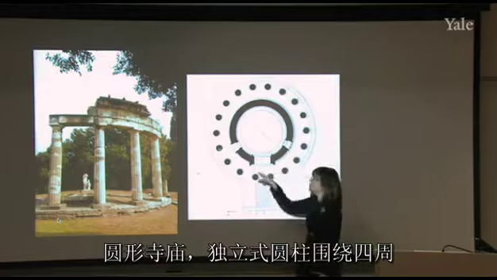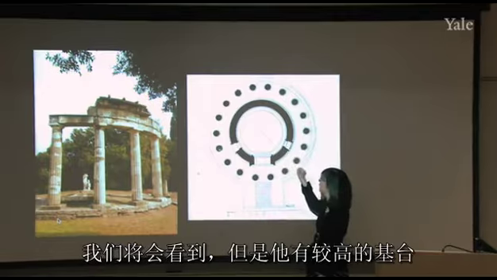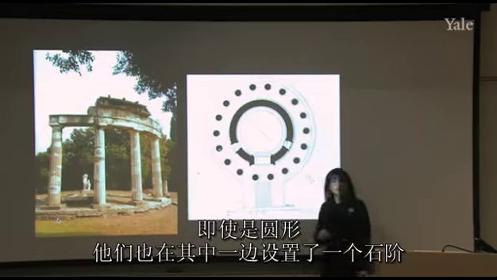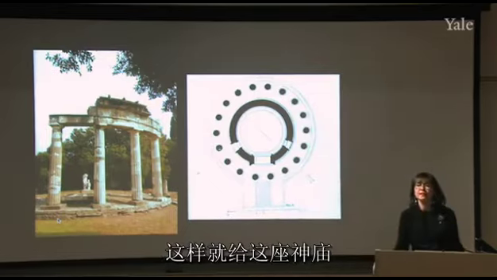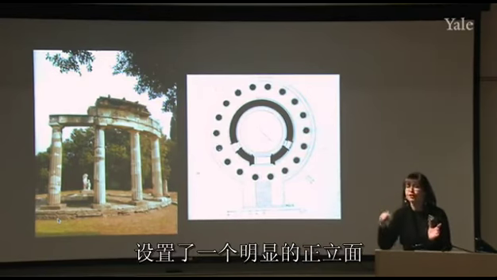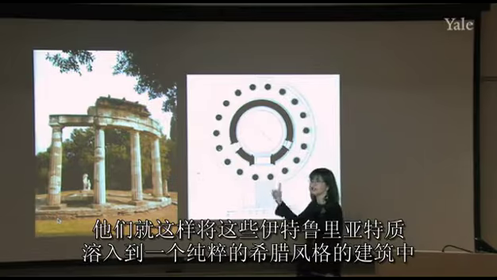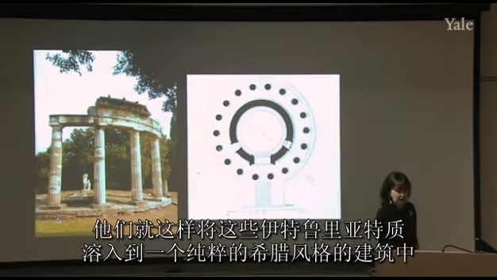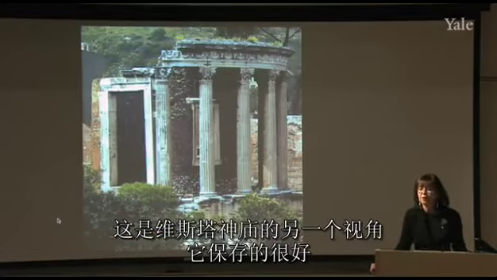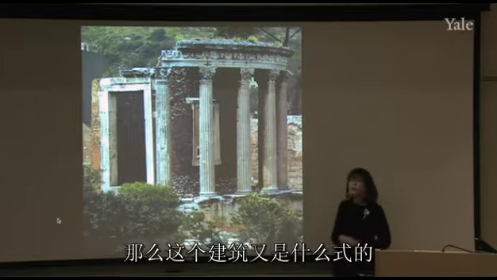It's round, it has columns that are freestanding that encircle the entire structure, but it has a higher podium, as we're going to see, and even though it's circular, they've given it a staircase on one side, which gives even a round temple, which you think of as something you just keep circling, a kind of facade orientation in this instance. So they are applying some of these Etruscan characteristics to an almost pure Greek type. Here's a view, it's very well preserved, of the Temple of Vesta at Tivoli as it looks today. And what order is this?